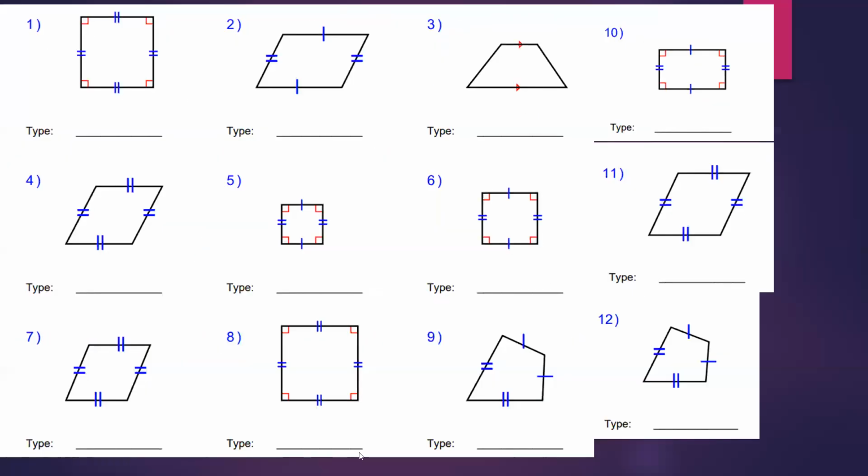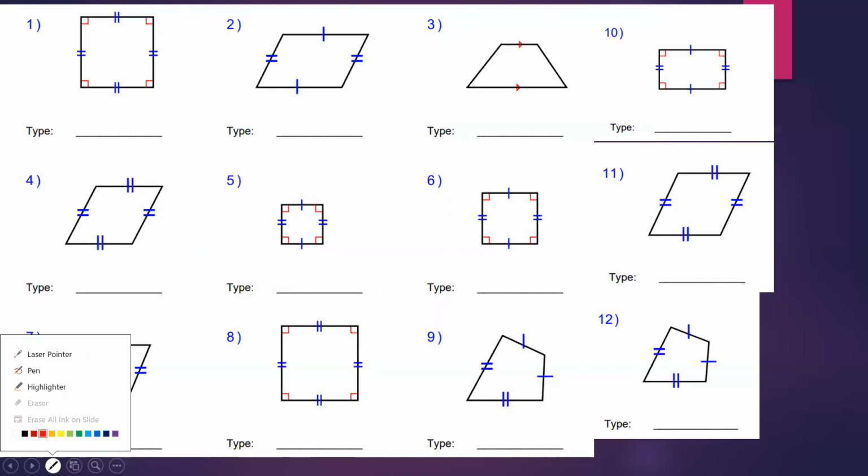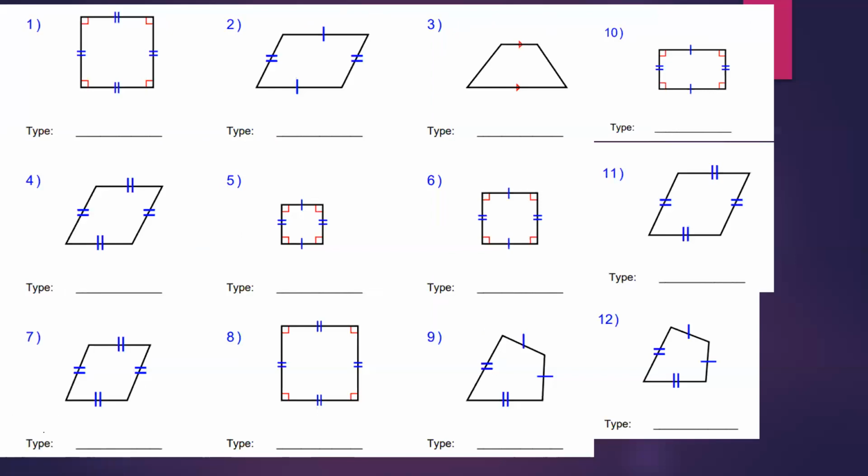So Alasia, what do you have for number one? I have square. Do we agree that it's square for number one? Yes, sir. Number one is definitely a square. If you do not have a square for this one, please correct it. Number one is a square.